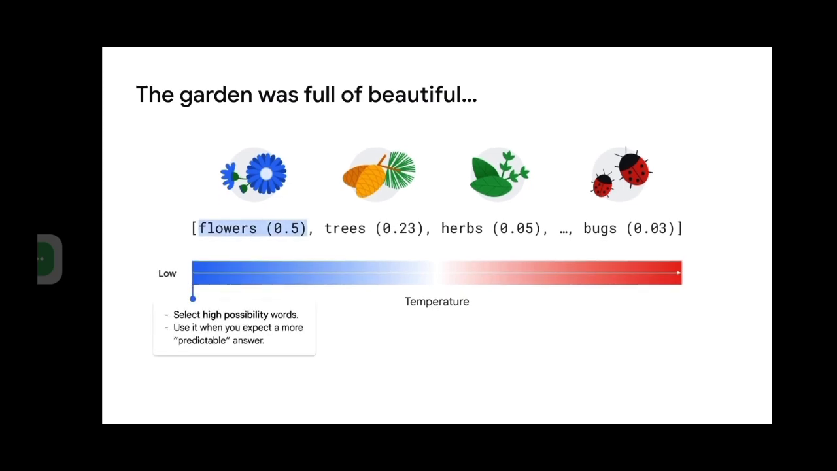Low temperature means to select the words that are highly possible and more predictable. In this case, those are flowers and the other words that are located at the beginning of the list. This setting is generally better for tasks like Q&A and summarization, where you expect a more predictable answer with less variation. High temperature means to select the words that have low possibility and are more unusual. In this case, those are bugs and the other words that are located at the end of the list. This setting is good if you want to generate more creative or unexpected content.